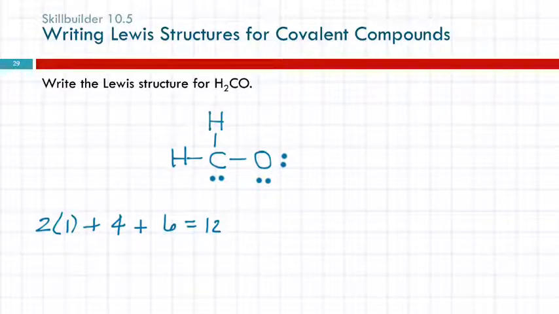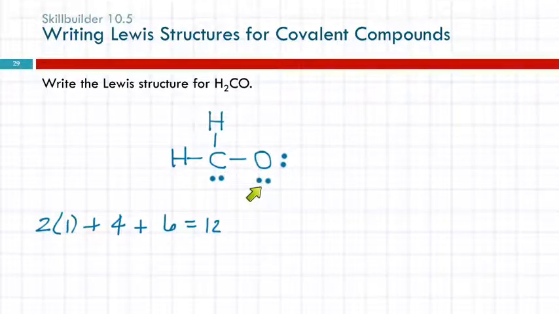Not enough. What do I do? I make a double bond. So we should take this pair because the carbon has an octet, right? 2, 4, 6, 8. The other nice thing about this is if you've got dots or lines on all 4 sides, you don't have to count. That one has 8. This one has dots on 2 sides and a line on 1 side. It doesn't have 8.